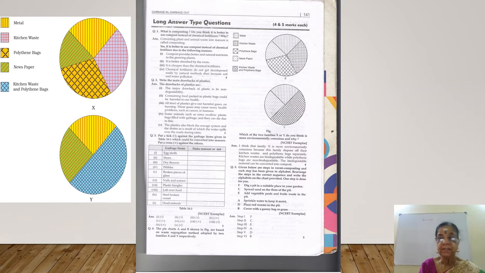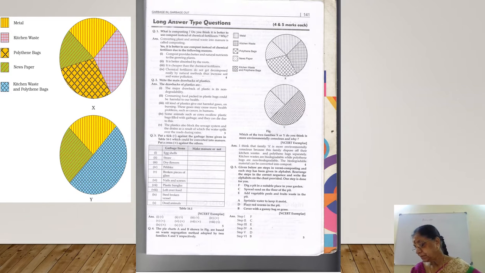Eggshell can be made as a manure, tick. Eggshell can be made into manure, tick. Then straw, we call it straw, it can be turned into manure, tick it. Then the third one, dry flower, definitely it is a biodegradable waste, tick it. Then pebbles, pebbles means small stones, pebbles cannot be converted, so cross.